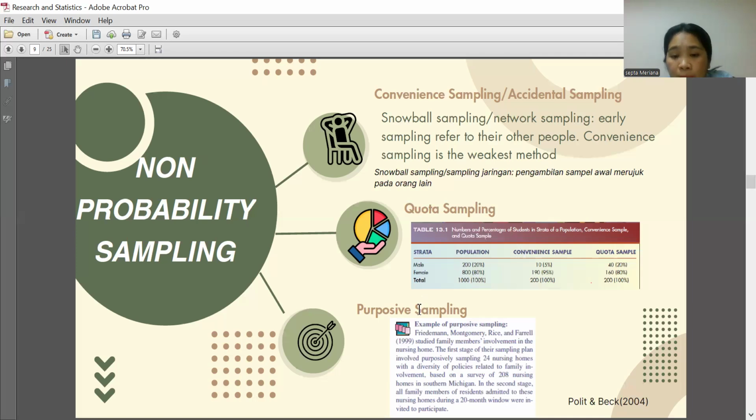For purposive sampling, this is the example. Friedemann, Montgomery, Price and Farrell studied family member involvement in nursing homes. They sampled 24 nursing homes, chosen from the experts. We rarely use purposive sampling.